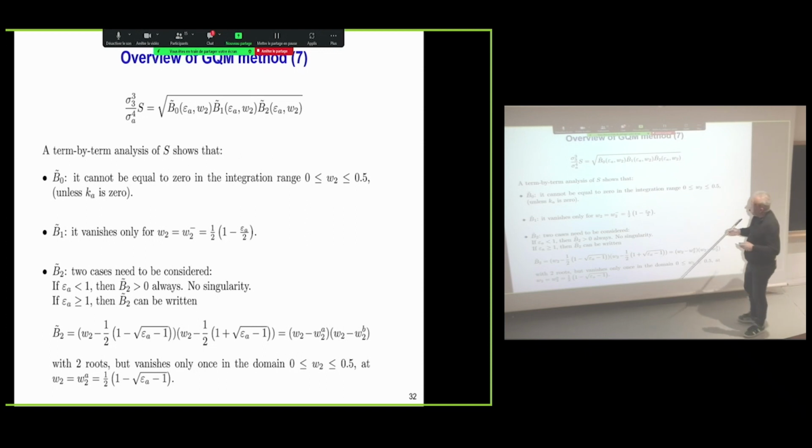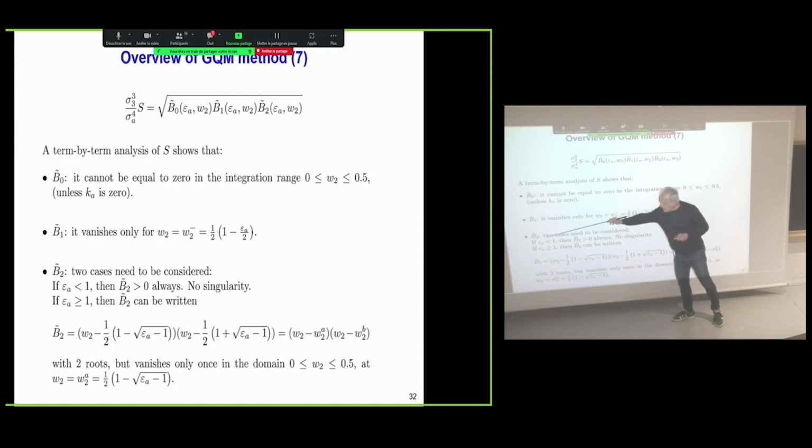Okay. I don't have to go into all details, but if we look at each of these terms, it can be shown that B0 cannot vanish in this integration range unless Ka is 0. B1 vanishes only for a particular value of W2, which I call W2 minus, given by that. And for B2, there are two cases to be considered. The first one, if epsilon A is lower than 1, then it is always positive, so no singularity.